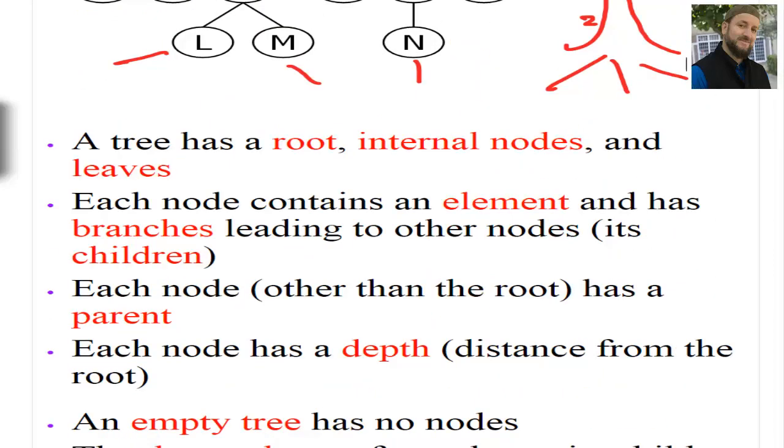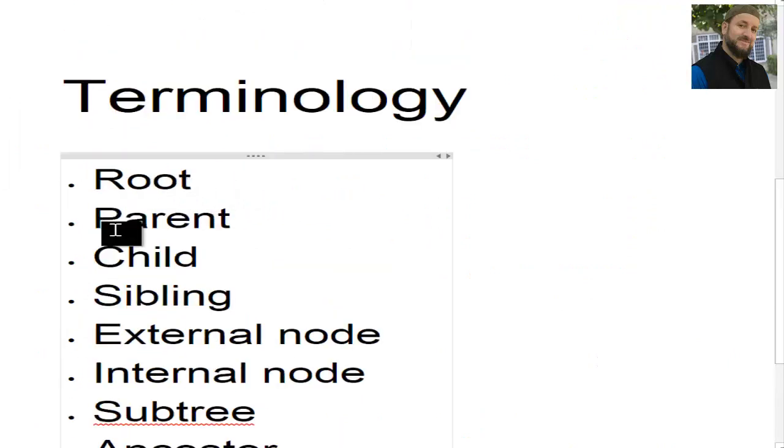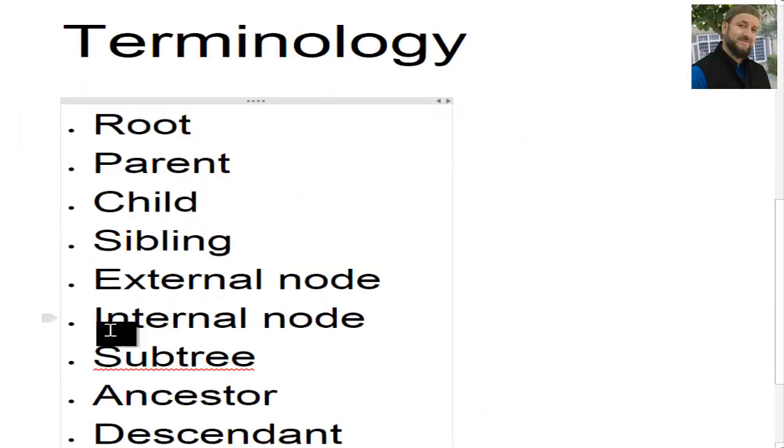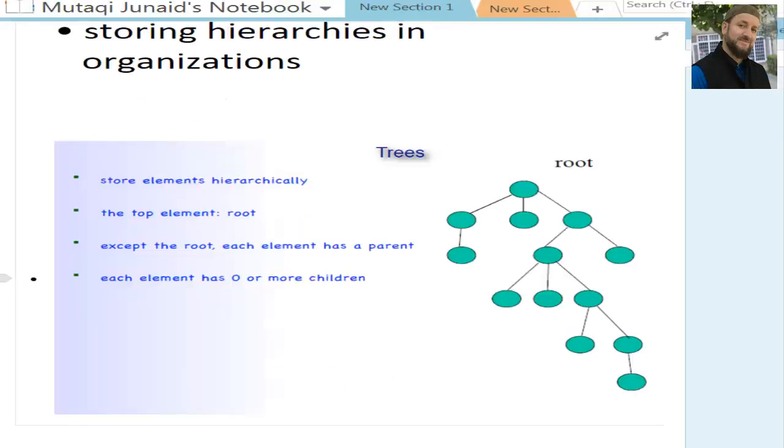If you see here, we may have root, parent, child, sibling, external and internal nodes, subtrees, ancestors, descendants. Then there is height, depth, a lot of things. Let's talk about those things. We got the root, the top element, that is a root. This guy is a root.